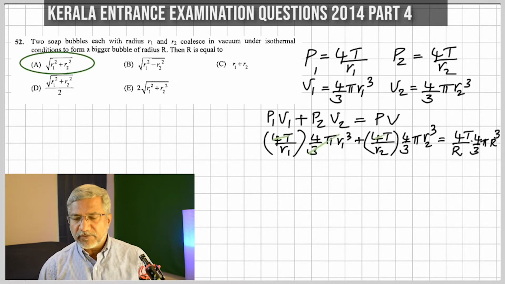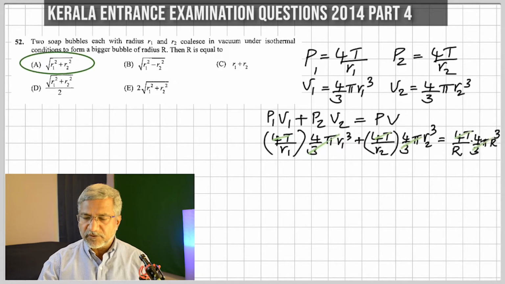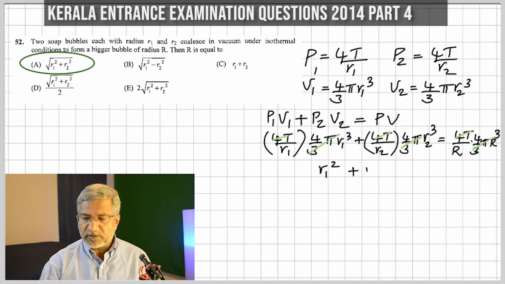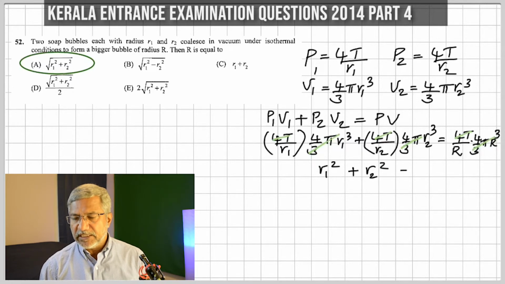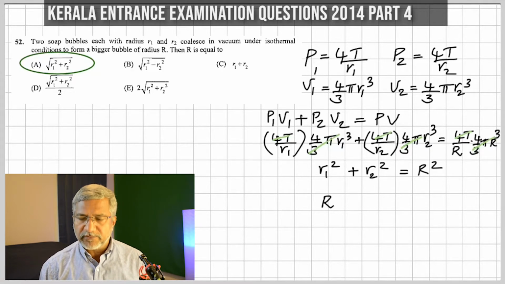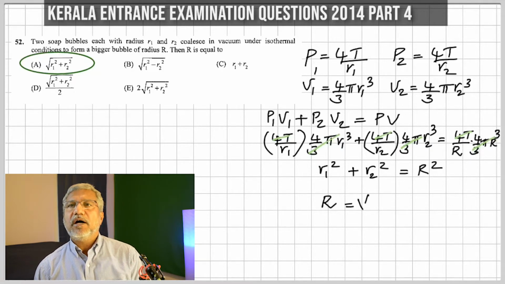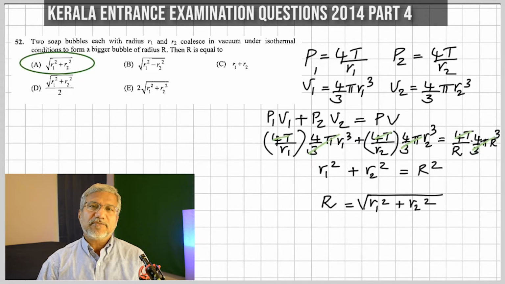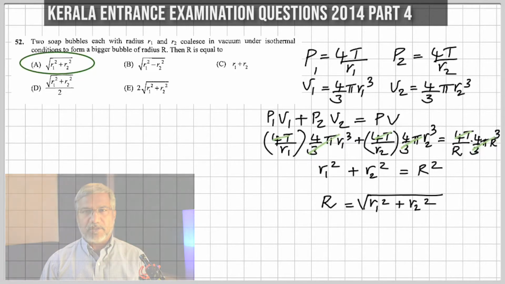Okay, so cross out everything we can. So 4 by 3 pi cancels out on both sides. 4T cancels out. And then you have R1 cube by R1. What is that? That is R1 squared. Same thing here. So R1 squared plus R2 squared is R squared. So that means R should be square root of R1 squared plus R2 squared, right? So that's a combination of surface tension and Boyle's law.